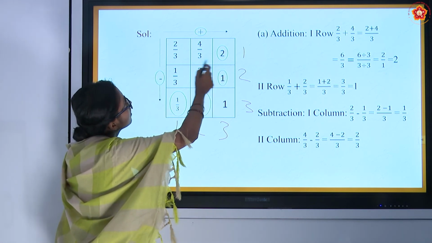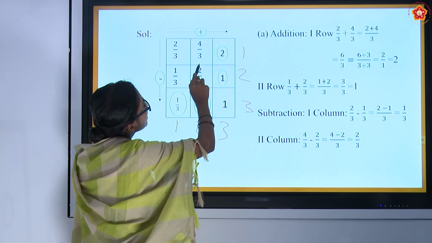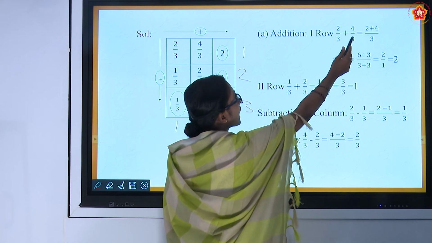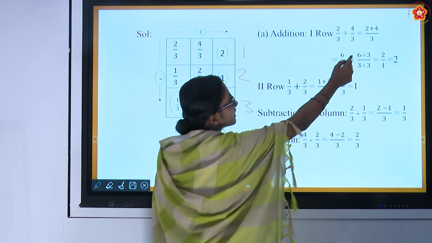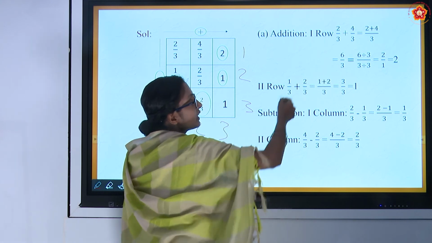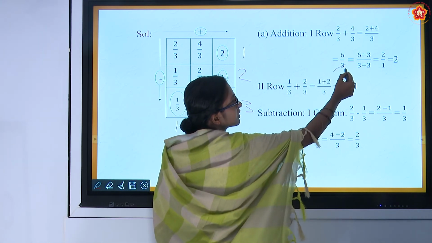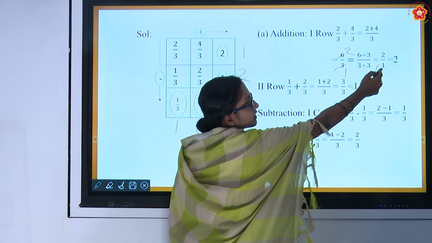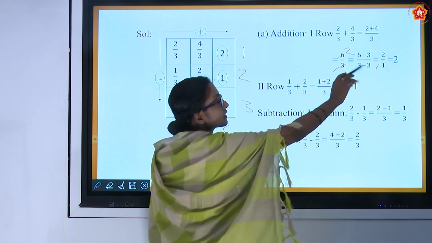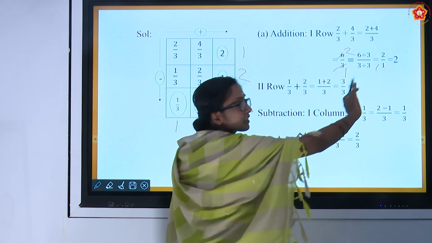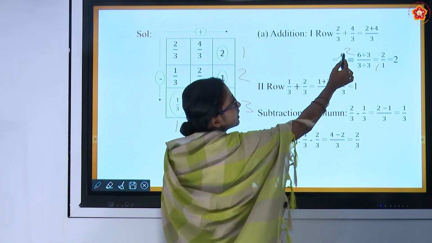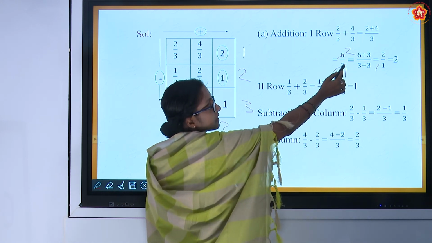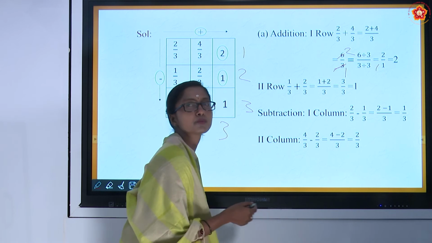So, in the first row, 2 by 3 plus 4 by 3. Denominators are same. We can go for direct addition. 2 plus 4 whole divided by 3. 2 plus 4 is 6 by 3. 3 ones are 3, 3 twos are 6, so 2 by 1. If the denominator is 1 and we don't write 1, it is not wrong. It can be considered as only 2. Numerator and denominator both are divided by 3, or else direct division as I showed now. Right?